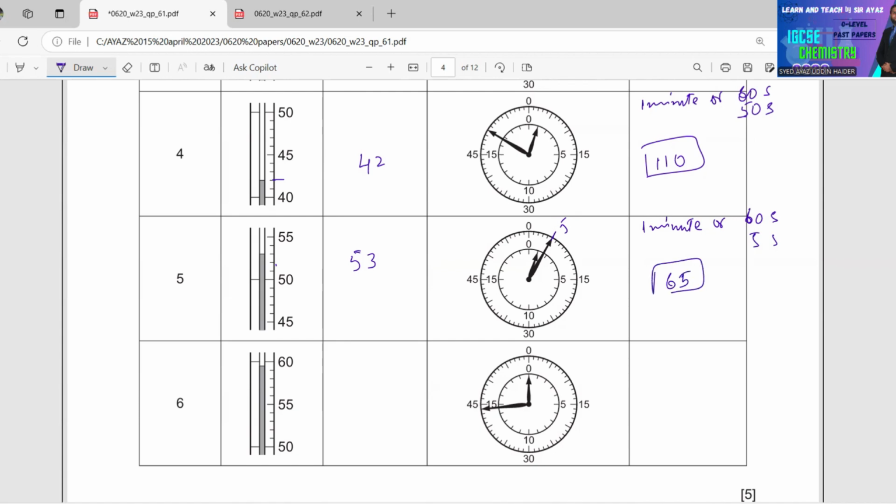The last one, 55, 56, 57, 58, 59, 59.5. It must be 59.5. What about the time? The minute is 0, which means 0 seconds. And for the seconds, you have 44 seconds. So I will write 44 straight away. So these are the readings.